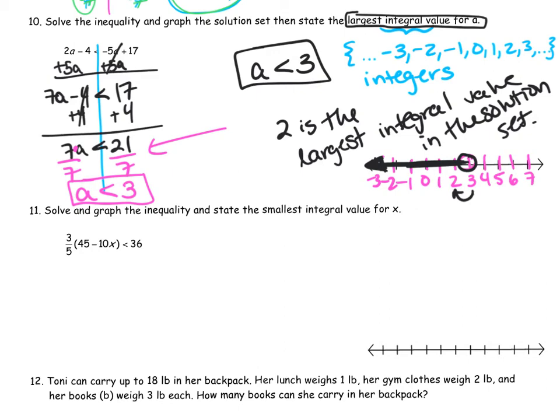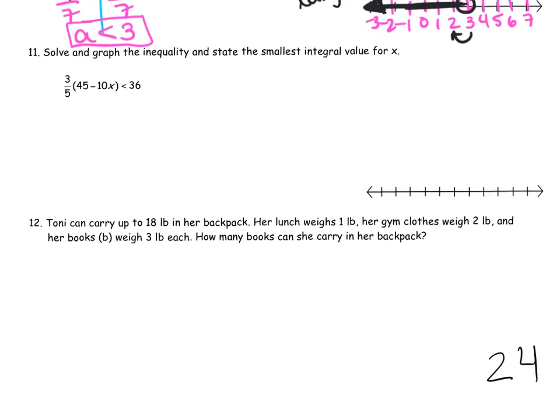Okay, let's do another one. Let's do question 11. Question 11 now says, what is the smallest integral value for x? So find that smallest integer in the inequality on the solution set. Well, okay. Let's first start by distributing our fraction here. So you guys should use your calculators. 3 over 5 times 45 is 27. And now we're multiplying 3 over 5 times negative 10. So again, guys, just putting this in my calculator. And I end up getting negative 6x.